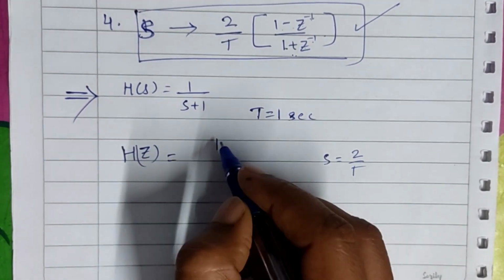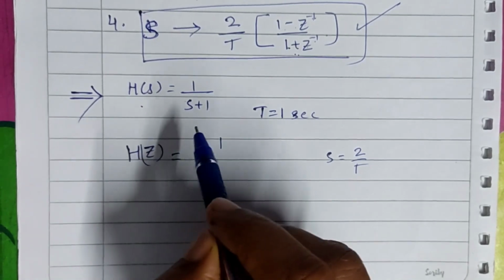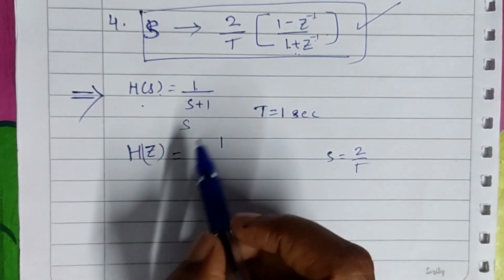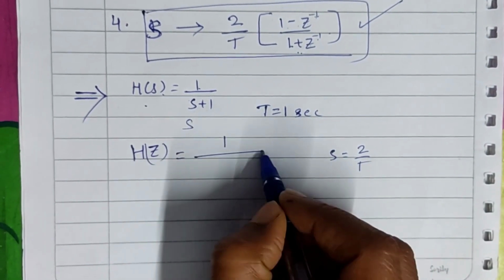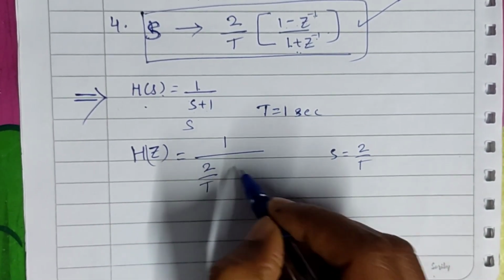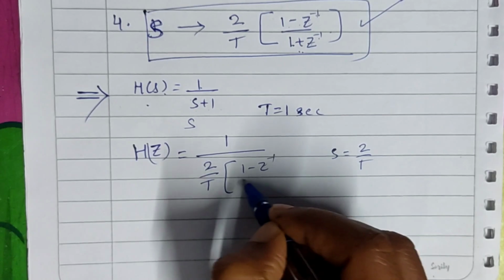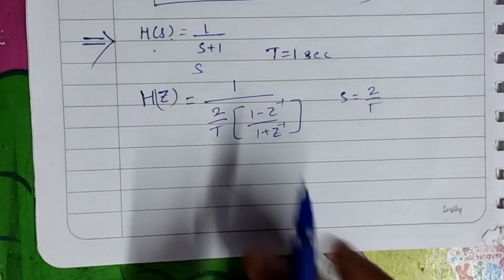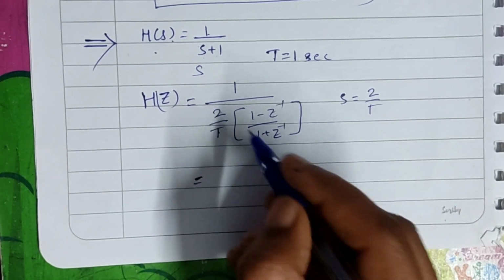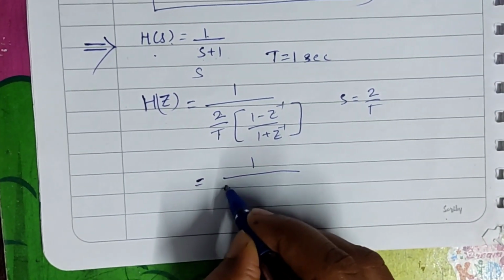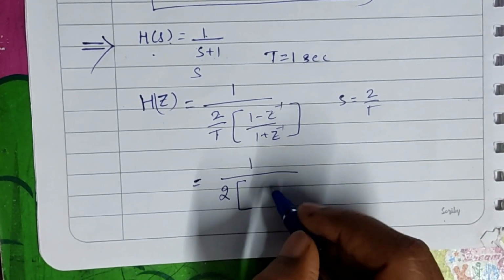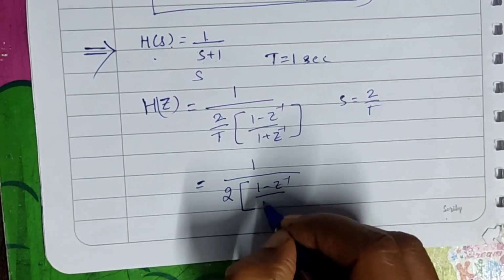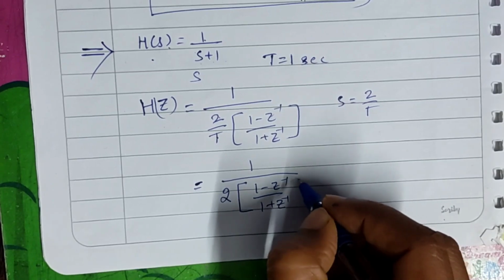In this, H(Z) is equal to H(S), which is 1 divided by (S + 1). Now we substitute the S value in the place of S: 1 divided by (2/T)(1 − Z^-1)/(1 + Z^-1) plus 1. Now we will simplify this. T is 1 second, so it is 2 into (1 − Z^-1) divided by (1 + Z^-1).